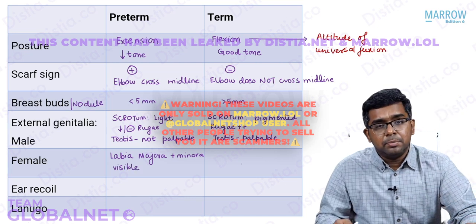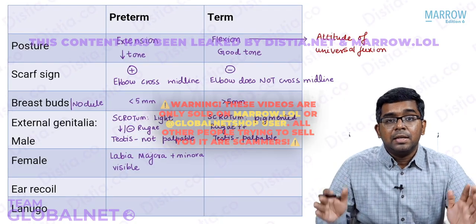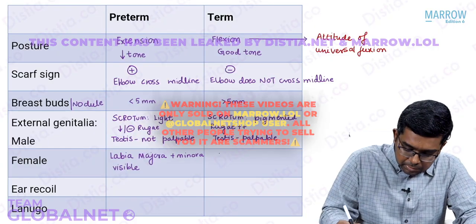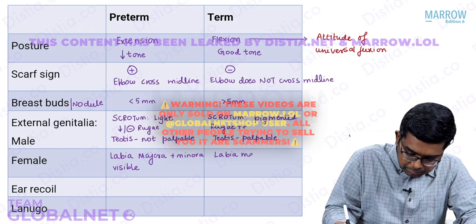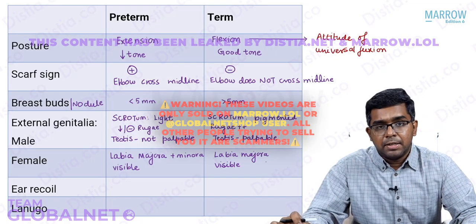Whereas in a term baby, only labia majora is visible. The reason being, labia majora covers the labia minora. Okay, so in a term baby, only labia majora is visible. Okay, this is with regards to the difference in external genitalia.